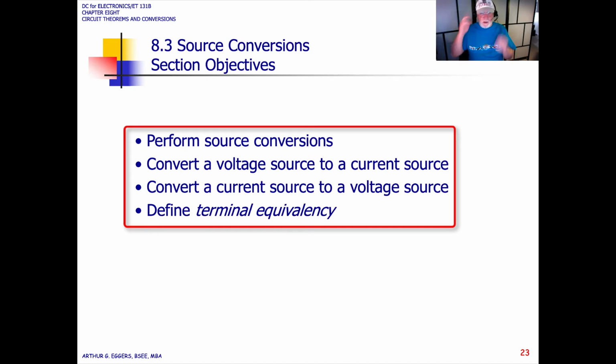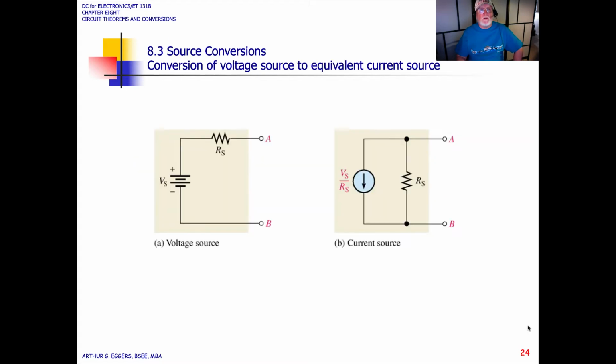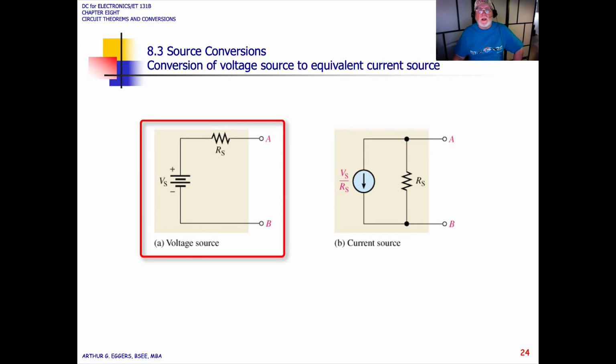Now source conversions. We're going to perform source conversions, and in doing so look at how we do a voltage source to a current source and a current source to a voltage source. There is a little bit of manipulation that we have to do to make sure that we capture all of the characteristics of the source.